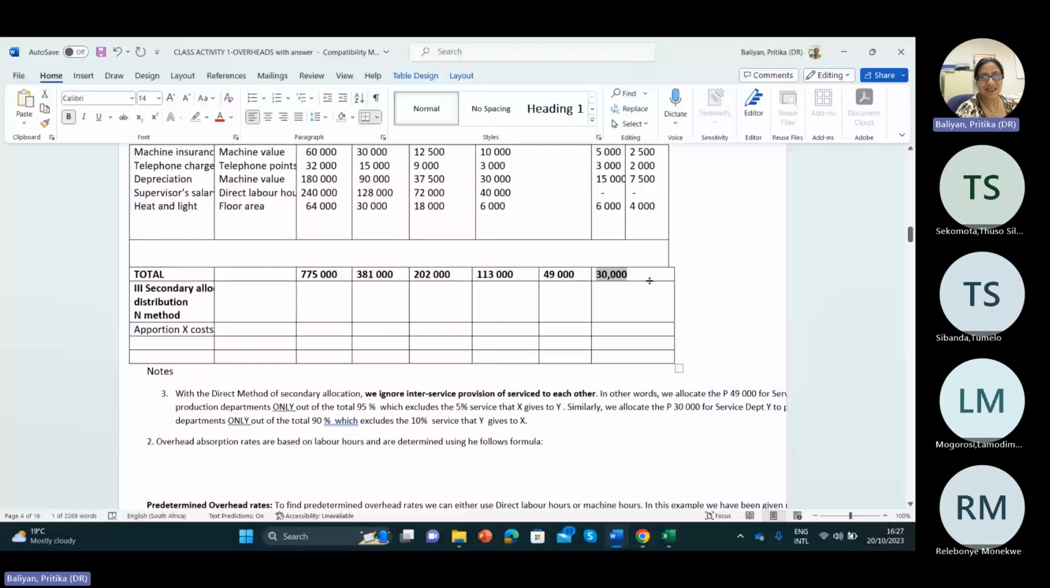For that, we have 3 methods: direct distribution method, repeated distribution method, and the simultaneous equation method. So first of all, we are going to do it by direct method. Now, what is the concept of direct method? The concept of direct method says that whatever cost is incurred in the service department has to be directly consumed by or distributed to the production departments as per the service they rendered to the production departments.